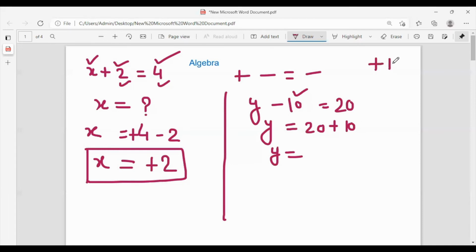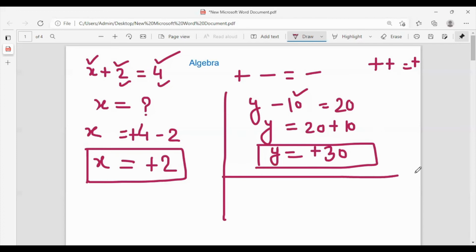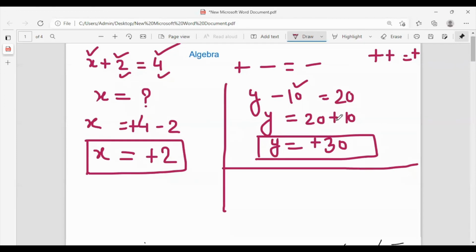You know that plus will become plus. So 20 plus 10 will be 30, and the sign will be of the greater, so it is plus only. So the answer will be y is equal to 30. Both are correct. Suppose we take one more example. Let's say we have taken 3 minus x, and here we have taken minus 15. Let this be your second question, and this is your third question.